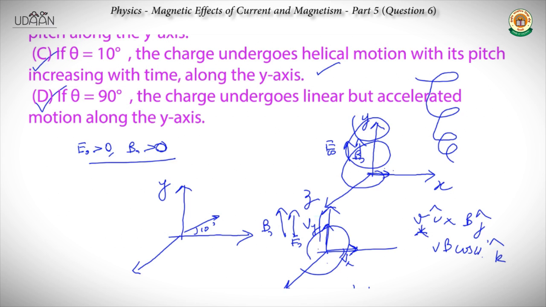In this case, there is no magnetic force acting on the particle. So only the electric field acts, and this produces a force. As a result, the charge undergoes only linear but accelerated motion along the y-axis. So that was question number 6 for us.